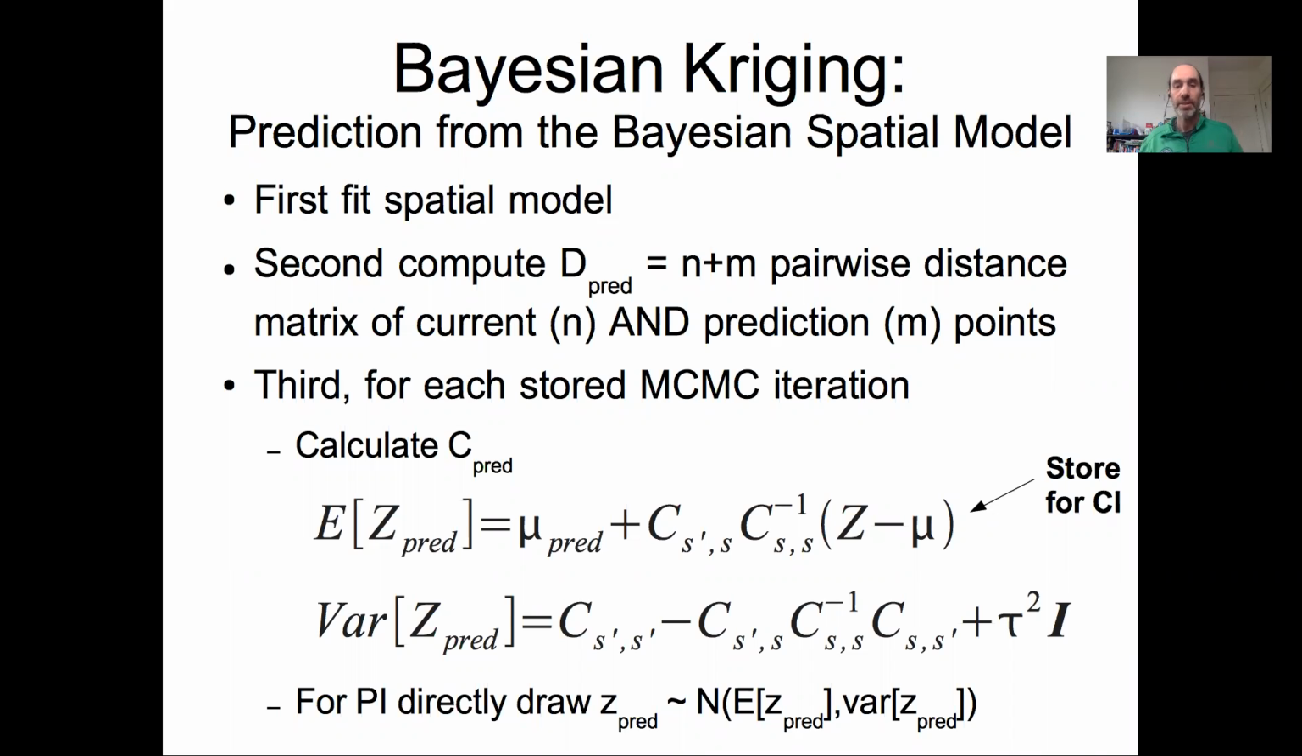So in this video, I'm going to talk about how we do Bayesian kriging. In the last video, I described how we would fit a Bayesian spatial model based on some spatial covariance matrix. So we've assumed that we fit that model, and when we fit it, what we get out are estimates of all the parameters and their joint posterior parameter distribution. The question would then be, how do we make predictions using that spatial model?